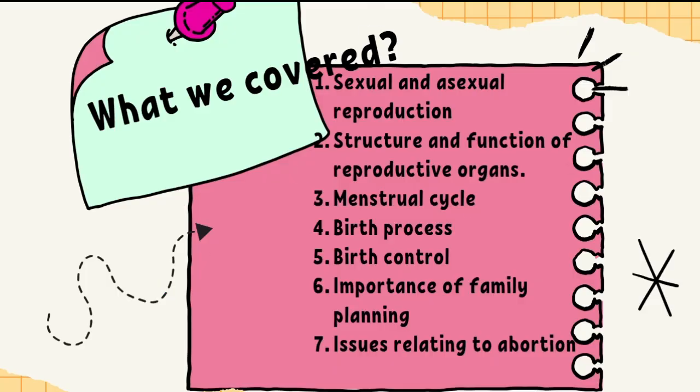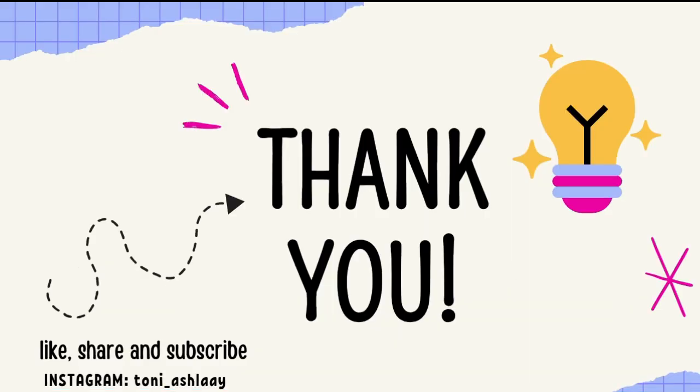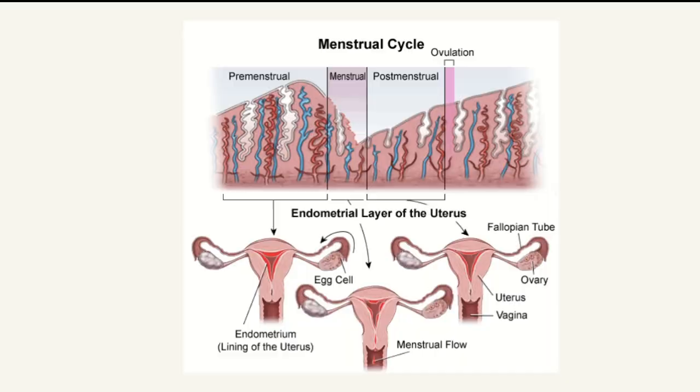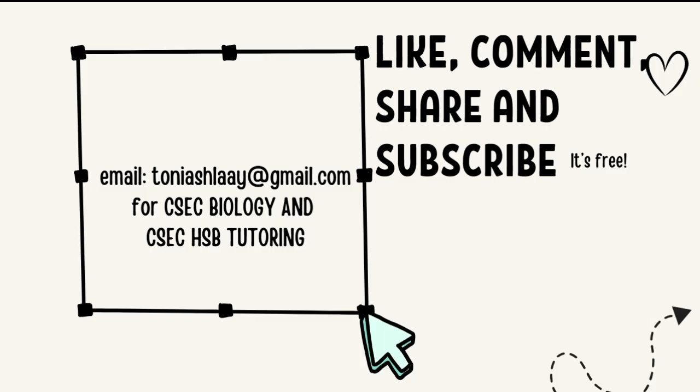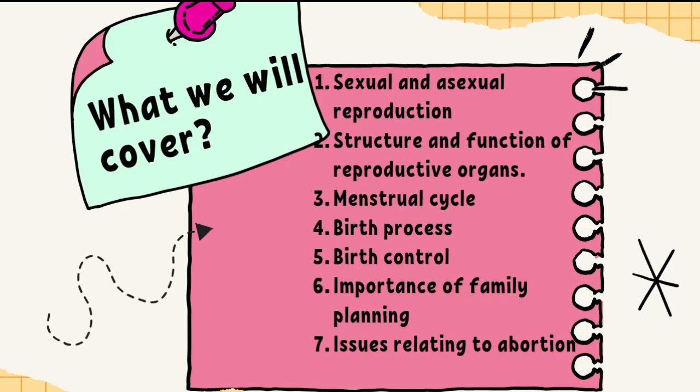So basically, what we went through was sexual and asexual reproduction, the structure and function of the reproductive organs, the menstrual cycle, the birth process, birth control, the importance of family planning, and the issues relating to abortion, right? So this would be the end of the reproductive system topic. But take everything with a grain of salt. Basically, these are the main areas that fall under the reproductive system.